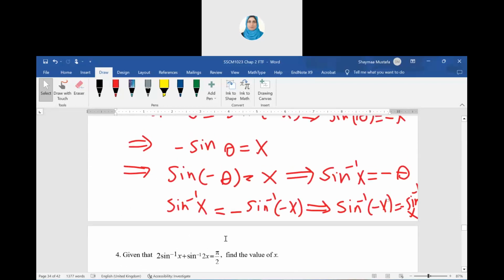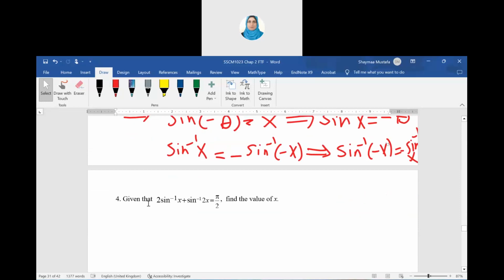Okay, so this is the last example we will explain today. Tomorrow we can start from inverse hyperbolic function. In the exam, usually in chapter 2, we give you a relation and ask you to show or to prove this relation. Sometimes we ask you to find the value of x.